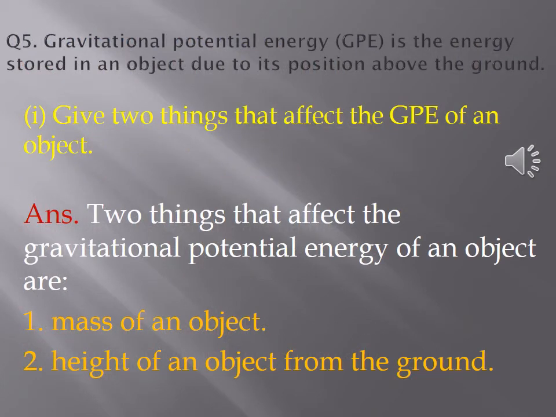Question number 5. Gravitational potential energy, G P E, is the energy stored in an object due to its position above the ground. Part 1. Give 2 things that affect the gravitational potential energy of an object. Its answer is, 2 things that affect the gravitational potential energy of an object are: Number 1, mass of an object. Number 2, height of an object from the ground.